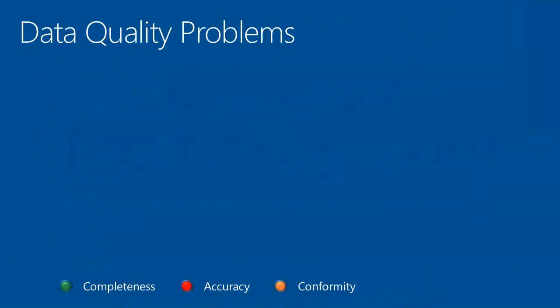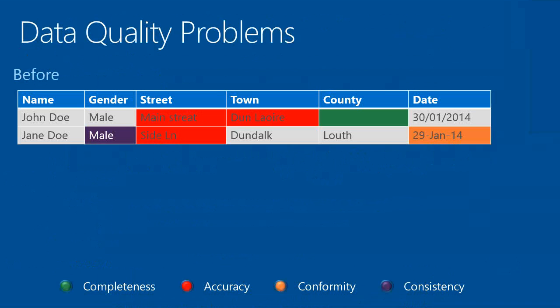Just to put some reality in relation to this, here's a very, very simple table. How can this possibly go wrong? And yet there's at least 4 problems that we can see with this table as it currently stands. On the first row, for example, the county is missing for the first record. So there's an issue around completeness. On the first record again, Main Street is spelled incorrectly, Dunleary is spelled incorrectly, Side Lane is spelled incorrectly. So there's an issue around accuracy. There's an issue around conformity on the date field, 2 different date formats there. And there's a problem around consistency. So Jane Doe being male, for example.